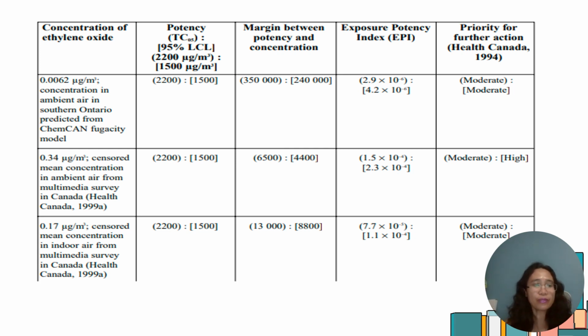And 0.17 µg per cubic meter, censored mean concentration in indoor ambient air from the multimedia survey in Canada, Health Canada 1999. The potency is 2,200 by 1,500, and it is 13,000 to 8,800, and 7.7 by 10 and 1.1 by 10. So this is moderate to moderate.